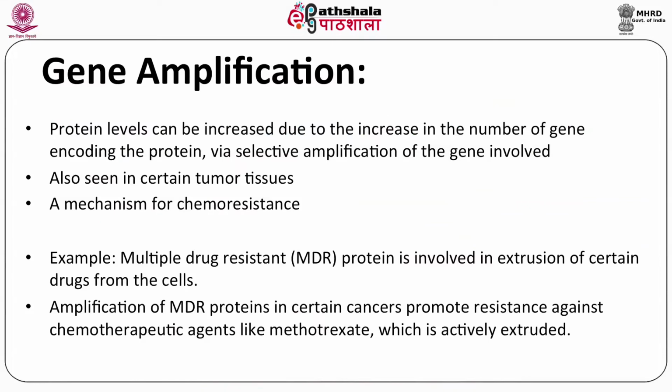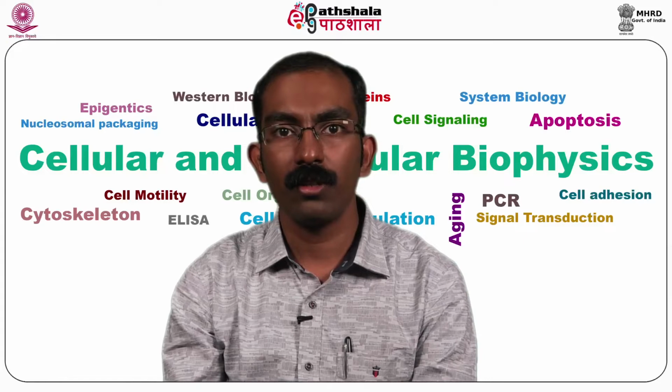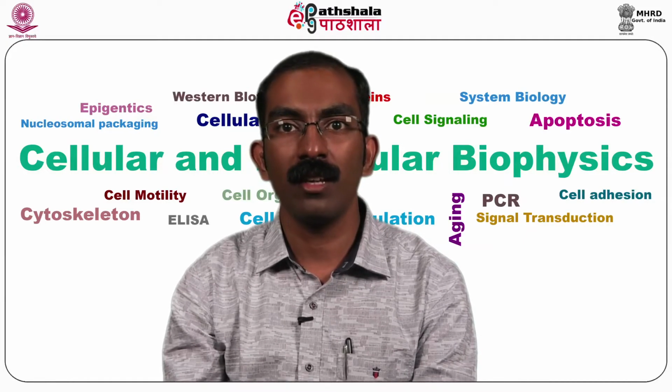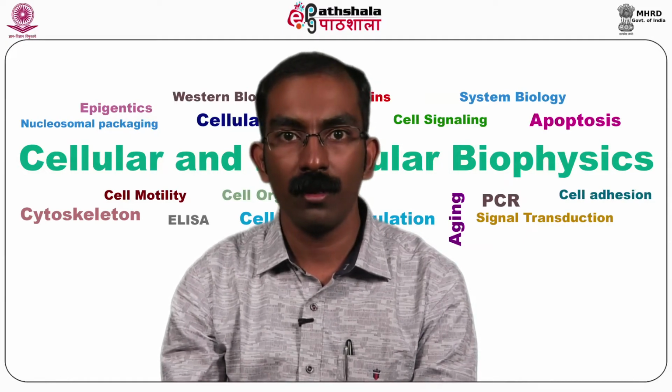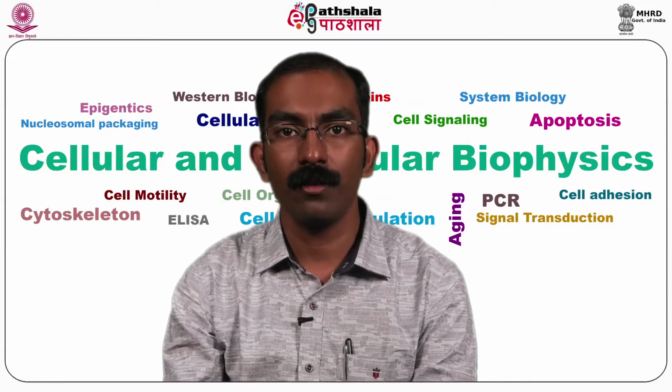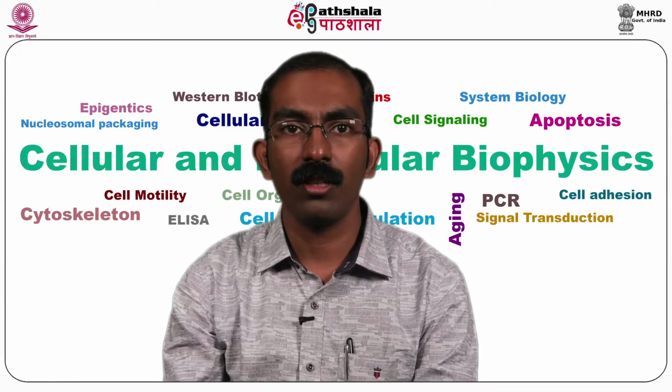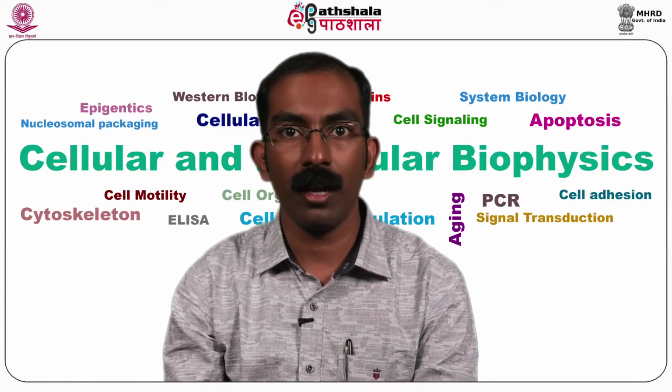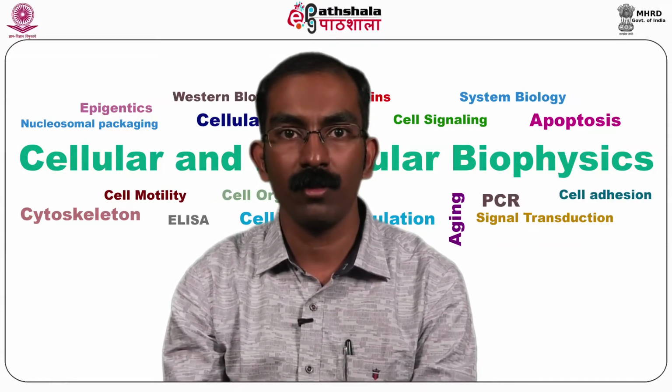For example, MDR or multi-drug resistant protein is involved in the extrusion of certain drugs from the cells. Amplification of the MDR gene results in increased MDR protein levels in the cell, and this promotes resistance against chemotherapeutic agents like methotrexate, which are actively extruded from the tumor cells.